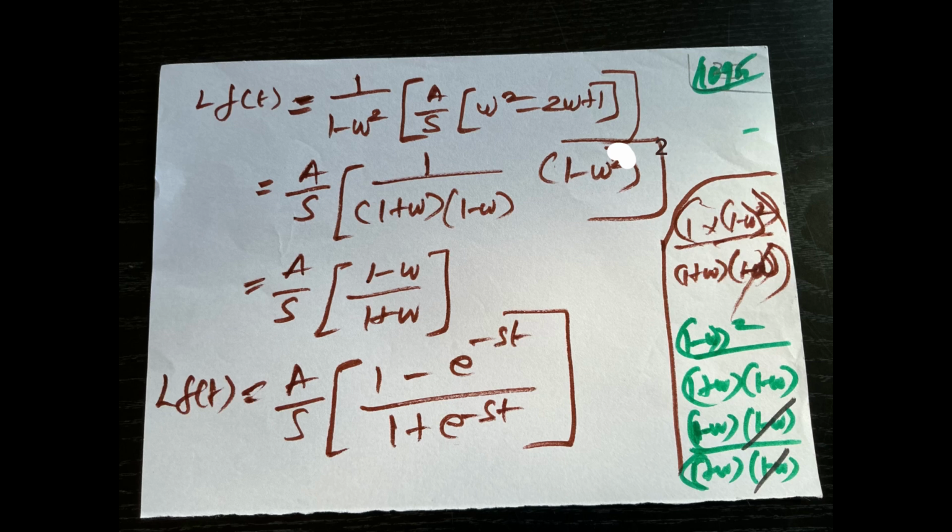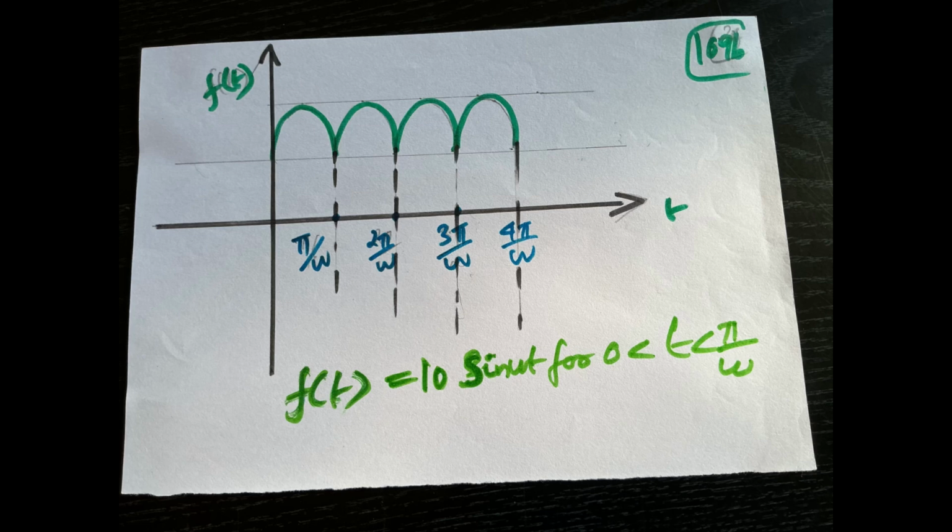Put omega's value e to the minus sT in the upper equation. L of f of t is equal to a divided by s, 1 minus e to the minus sT divided by 1 plus e to the minus sT, is obtained. That is the damping waveform. From this result we obtain the equation L of f of t is a divided by s into 1 minus e to the minus sT divided by 1 plus e to the minus sT.